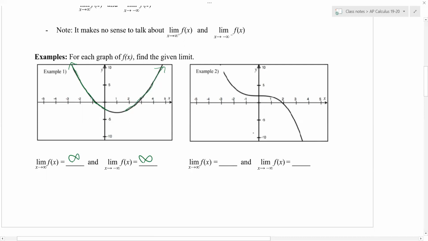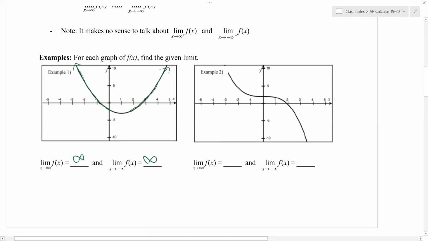So the next one, as x approaches positive infinity, what do you think it is? As we go to the right, what's happening to our y values? We're going down and down and down. Even past this graph, we keep going down to negative infinity. And on the left side, as x approaches negative infinity, well, we keep going up and up and up to positive infinity.